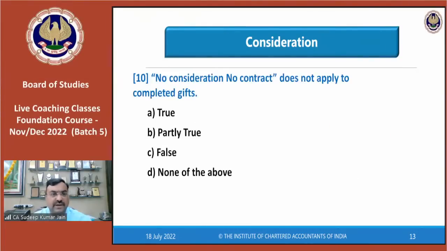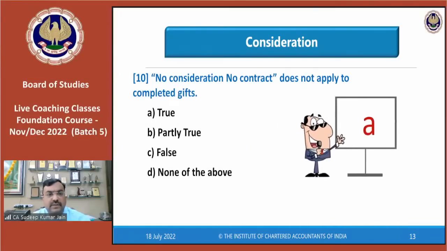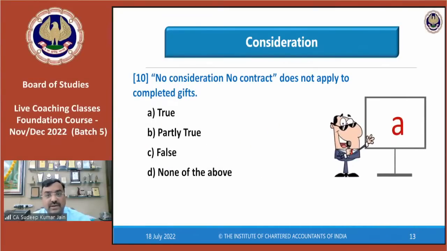Last question of the test. No consideration, no contract does not apply to a completed gift. True, partly true, false, none of the above. The answer is it is true. That is, no consideration, no contract does not apply in the completed gift. This is the exception to this point. No consideration, no contract. So this was the test.